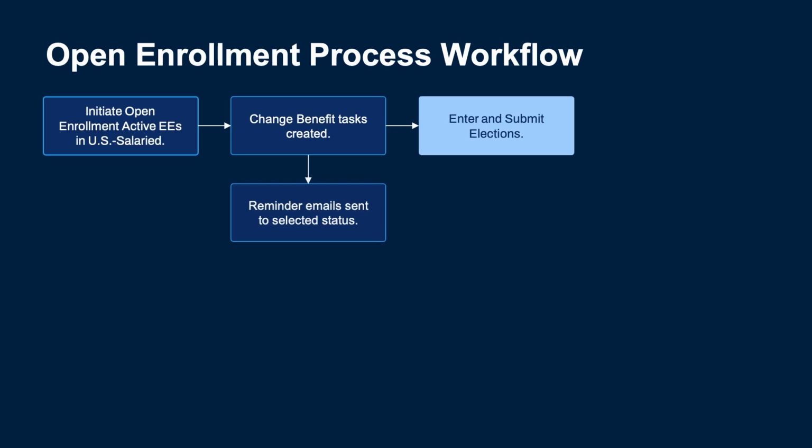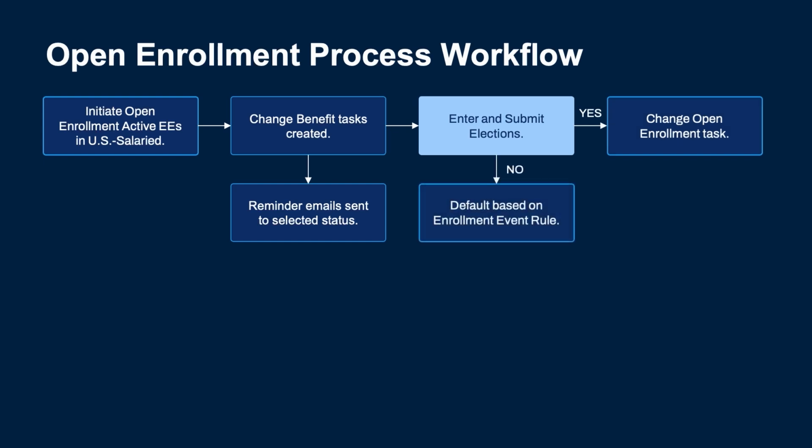After the employee submits their elections, the Change Open Enrollment task routes to the benefits partner to review and approve. In situations where employees don't submit their elections on time, the defaults that your administrators configure on the enrollment event rule will apply. At the end of the open enrollment period, benefits administrators will close the event.